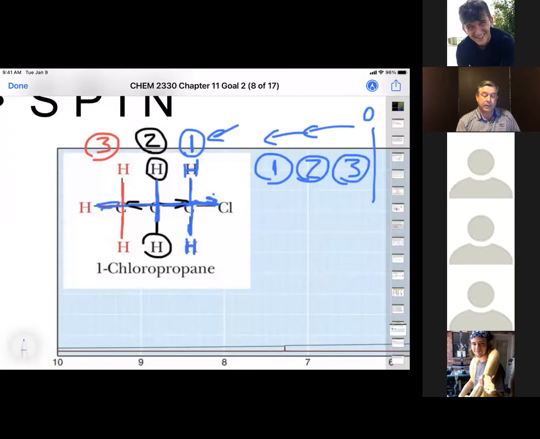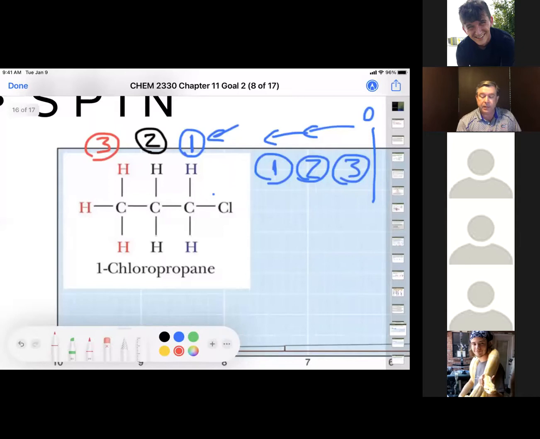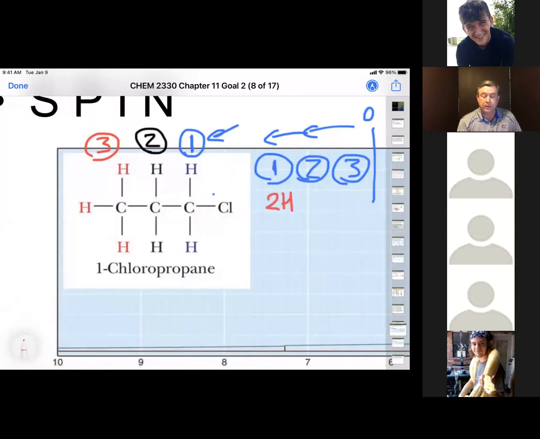Now, let's think about intensity. What kind of curves should we see under there? Well, all we have to do is count the number of hydrogens we have right here. So that means peak one should have two hydrogens. Peak two should have two hydrogens. Peak three has three hydrogens. Okay, so we have number of signals, we have intensity of signals, we have position of signals.